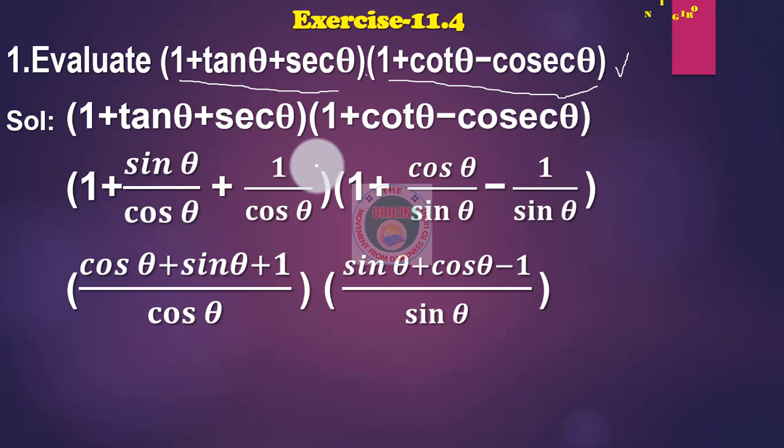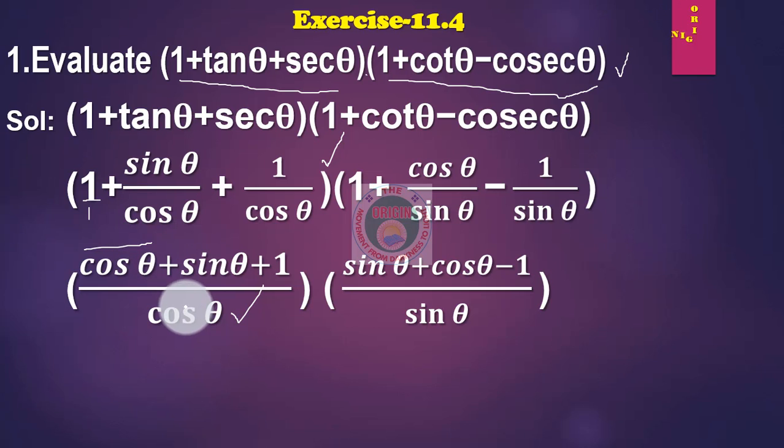After that, I add the individual terms: 1 plus sin theta by cos theta plus 1 by cos theta. How can we add? Take the LCM. Here, 1 is assumed as 1 by 1. LCM is cos theta. There is no term here, that is why we divide and the resultant is multiplied with the numerator. Cos theta by 1 is cos theta, cos theta into 1 is cos theta.